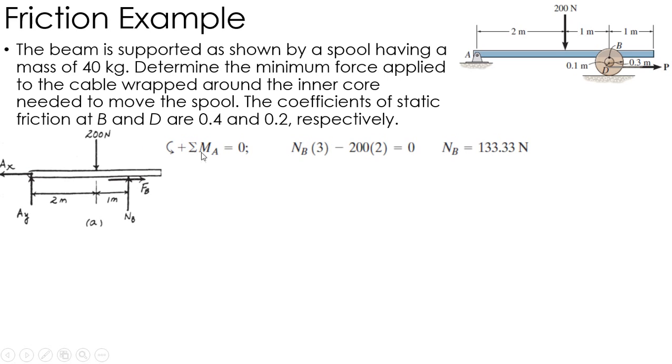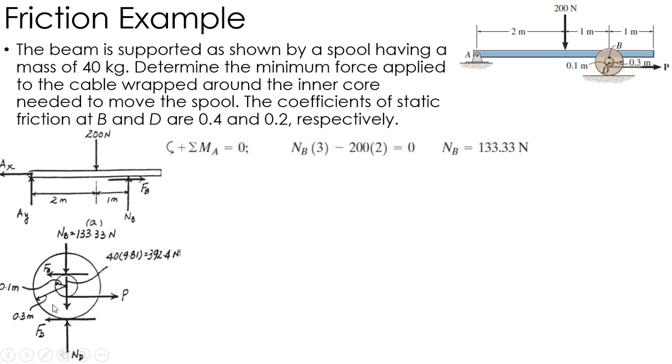Okay, so if I sum the moments about A, basically I have 3 times NB minus 2 times 200. That tells me that NB is 133 newtons. And again, this is true regardless of what's going on with the friction. The normal force at B is going to be 133 for this loading, based on that free body diagram. And this is really the only equation we need from this free body diagram. So now we'll draw the spool, okay? Again, I've got NB, which I just solved, is 133, so I can go ahead and put that in there. And again, this is true regardless of what's going on with friction.